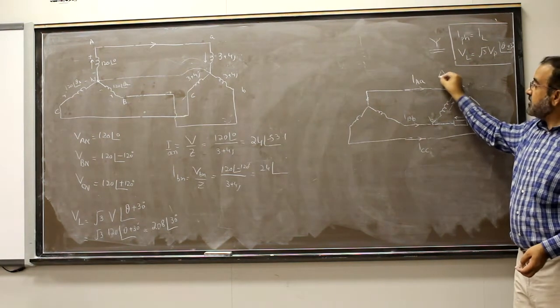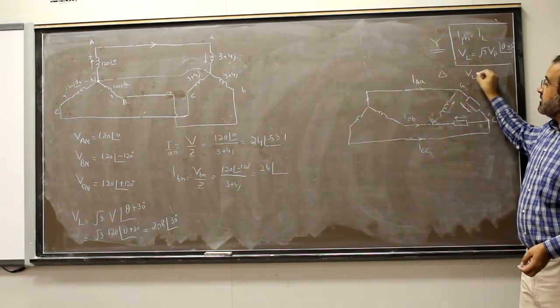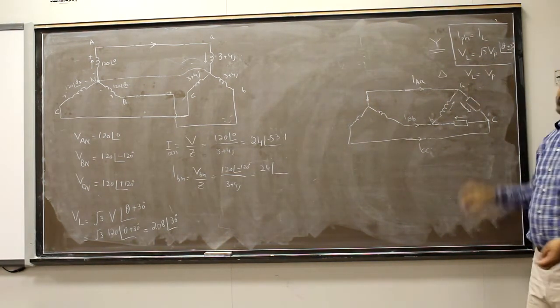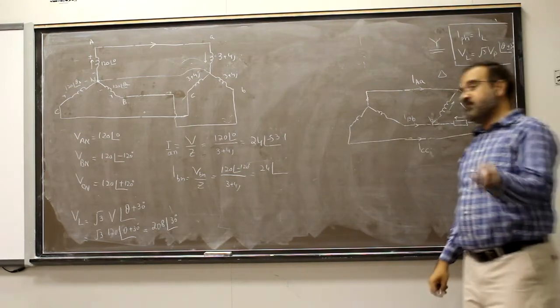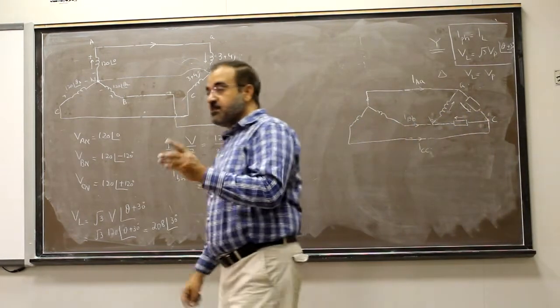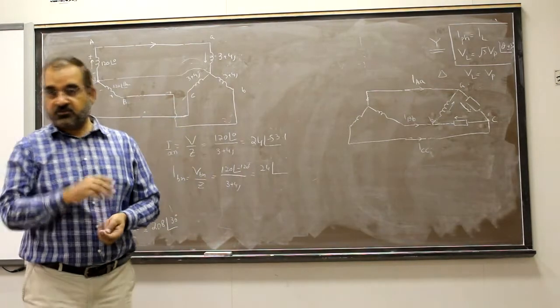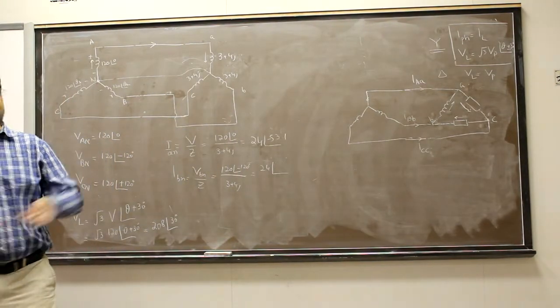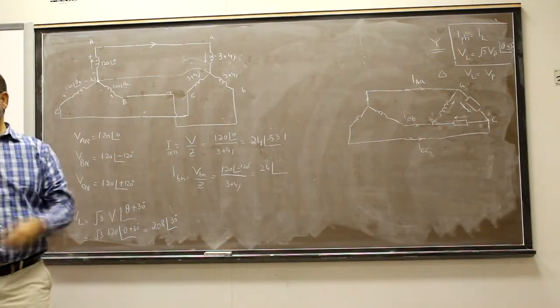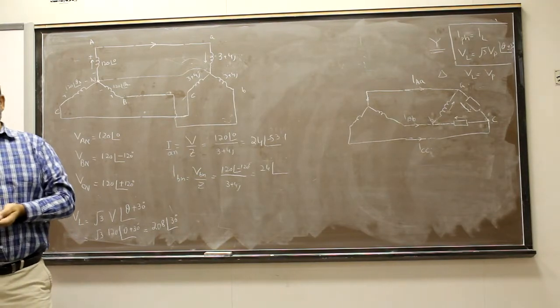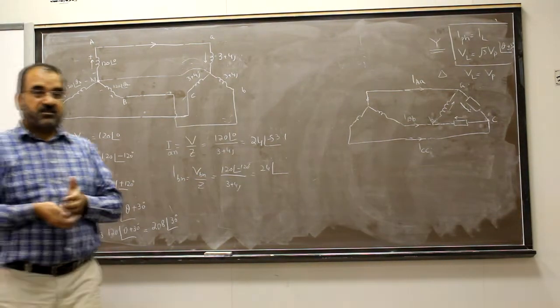For delta connection load, V line will be equal to V phase. Whatever the line voltage, you will get the same phase voltage. No change in angle, nothing will be there, just as in Y connection. Now come to the currents.